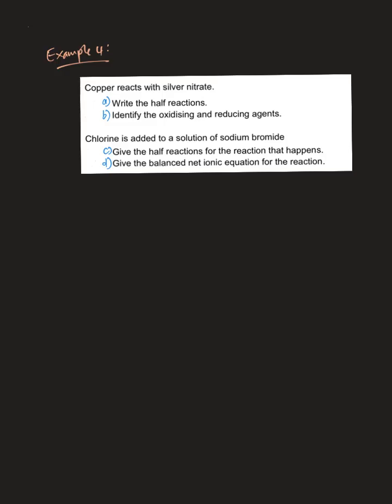Example 4. Example 4 is 4 parts, right? So we're going to work through each of them. And these are how your questions are going to start coming across in grade 11. The first one says copper reacts with silver nitrate. Write down the half reactions and identify the oxidizing and reducing agents. So let's start with the first thing. Let's say that this is going to be question I, and this is going to be question 1 and question 2. Start with question 1.